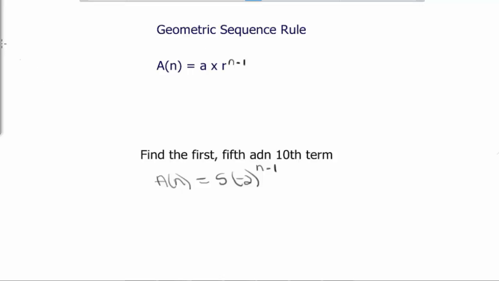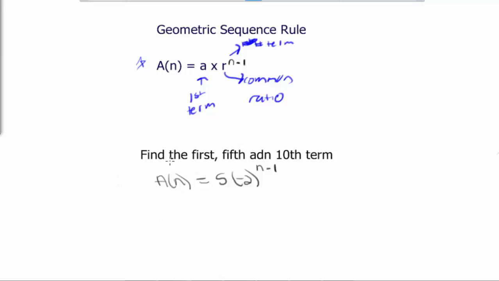Now, to make it a little harder, the geometric sequence rule is this formula right here. All of these things stand for certain things. The A is the first term. The R is the common ratio. And the N is the nth term, or let's just say the number of terms. So if it says the 5th term, that's the 5th number.